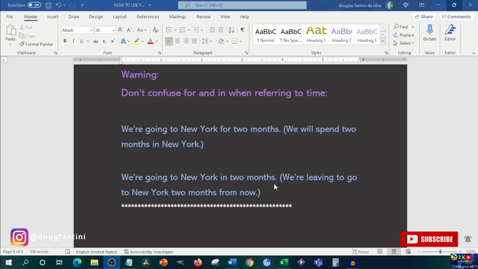But when I say I'm going to New York in 2 months, I am not going to New York now. I will travel to New York 2 months from now. I will start my travel in 2 months. I am not there yet, and this is not the time that I'm going to stay there. For 2 months is the time that I'm going to spend there. In 2 months is the time that I will go. That is not today.